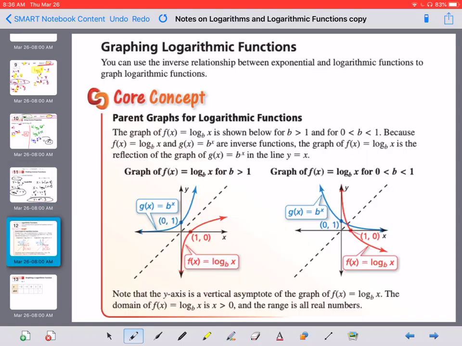Graphing logarithmic functions. Sounds complicated, but it's going to incorporate a specific concept that you guys have actually seen before.